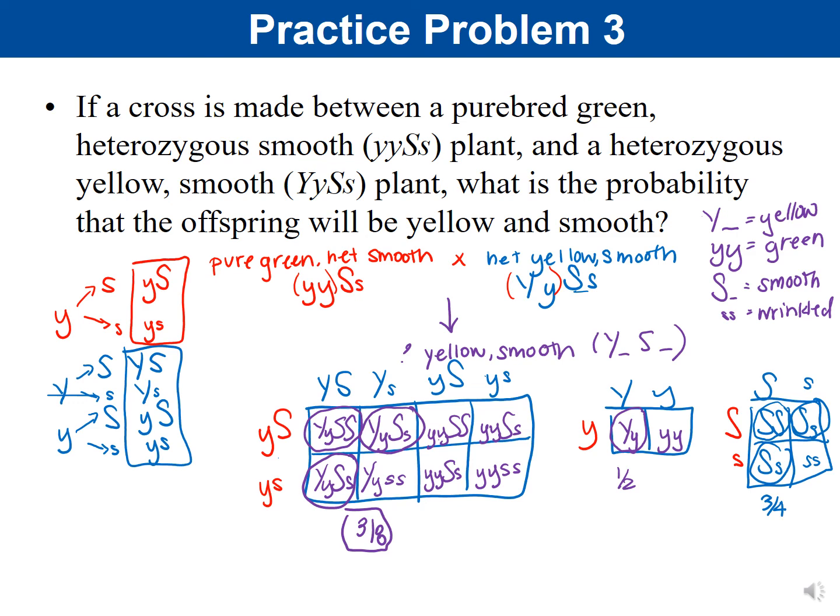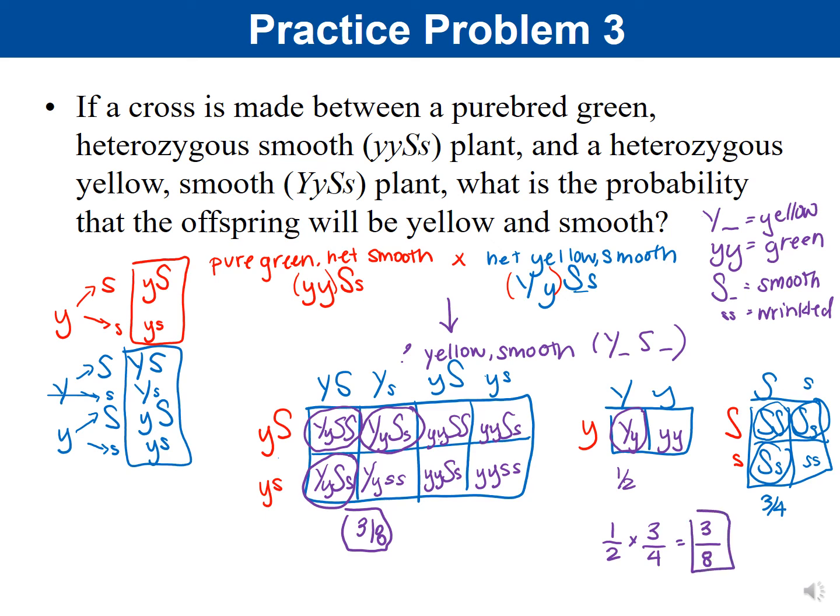Now, if I want to know the probability of both events happening, meaning they're both yellow and smooth, all I have to do now is use what's in probability called the law of multiplication. These two probabilities are independent events, so for the probability of them happening together, you multiply those fractions. So you take 1/2 times 3/4. You multiply the top numbers, 3. Multiply the bottom numbers, 8.